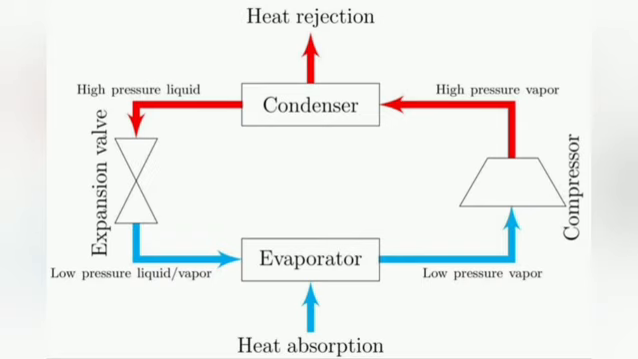The high pressure and high temperature refrigerant enters the condenser. Here, the refrigerant releases its heat to the surrounding air or cooling medium. As heat is removed, the refrigerant changes from a vapor into a high pressure liquid. The condenser therefore performs the important function of rejecting heat from the refrigeration system.